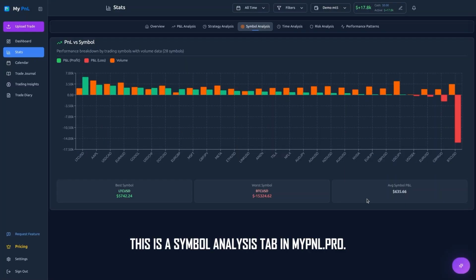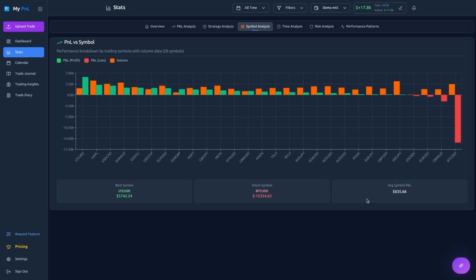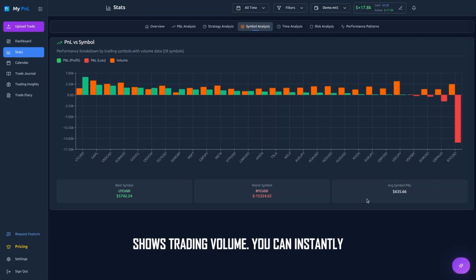This is the symbol analysis tab in MyPNL.pro. It shows your performance breakdown across all trading symbols. The chart displays three things: green bars are profits, red bars are losses, and orange bars show trading volume. You can instantly see which instruments are making or losing you money.